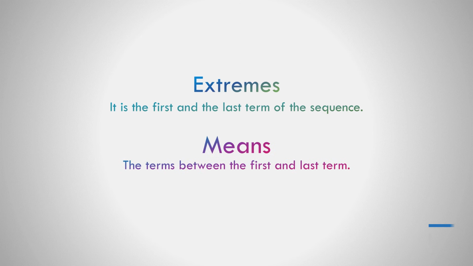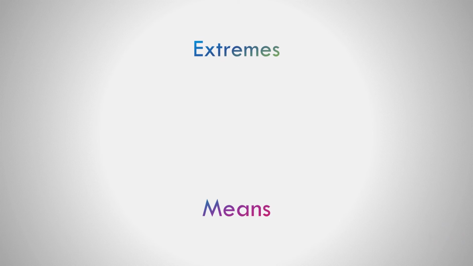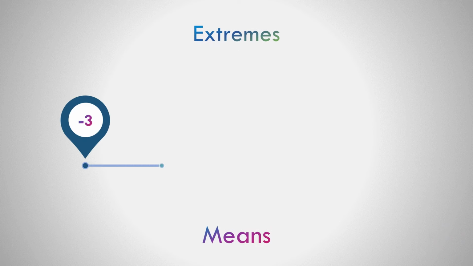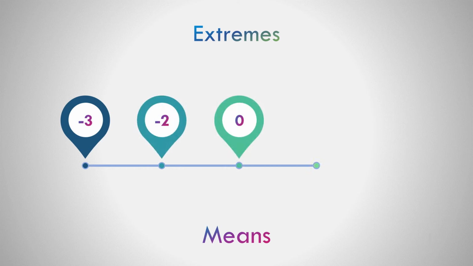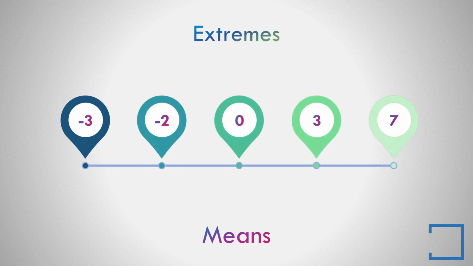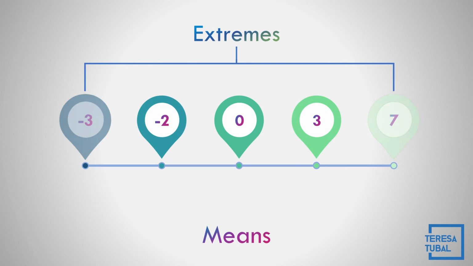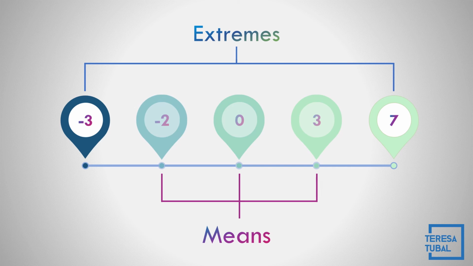Let us familiarize with the difference of extremes and means. The extremes are the first and the last term of the sequence, while the means are the terms between the first and the last term. Let us check where are the extremes and means of this sequence. So the extremes are -3 and +7, while the means are -2, 0, and +3.